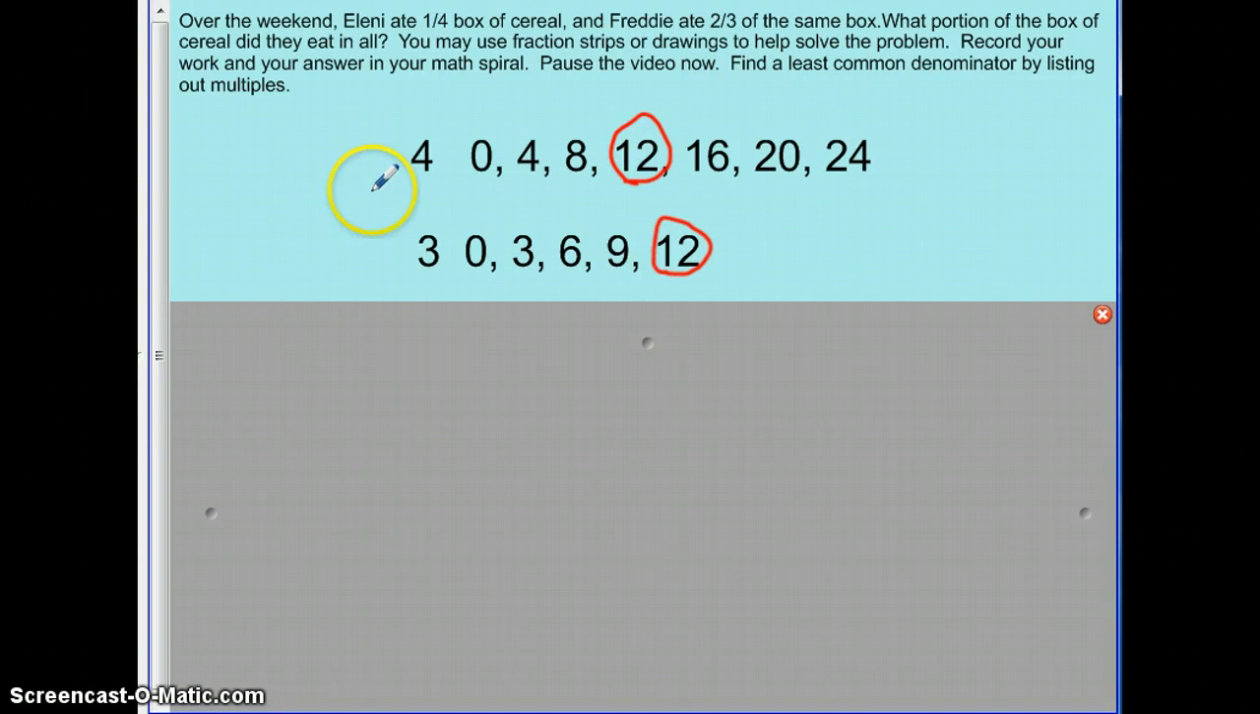Okay, when I listed my multiples of 4 and 3 out, I saw that for 4 it was 12, and as soon as I wrote for 3 and found it was 12, I stopped right there. Okay, you know it can't be 0 because every number has 0 in it. So the least common multiple is 12.